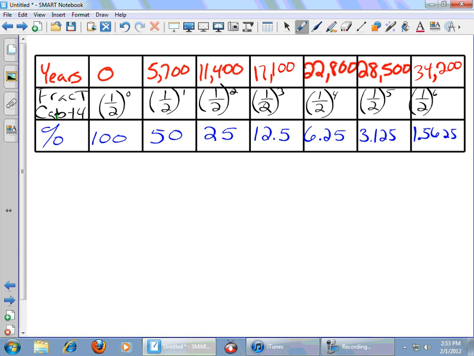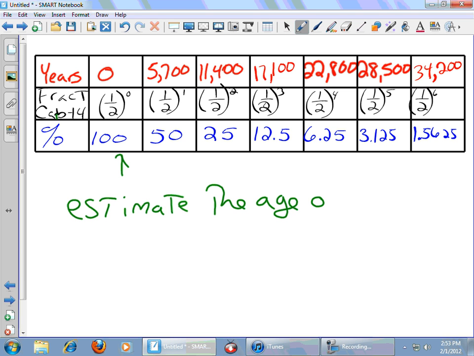All right? Here's how this works. See these percentages here in blue? Let's estimate the age of the following. Okay, let's pretend we found a substance and it had 40% of its carbon.